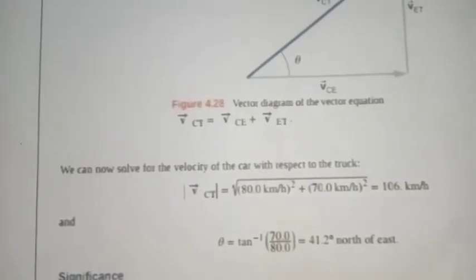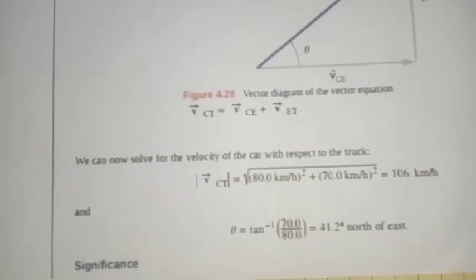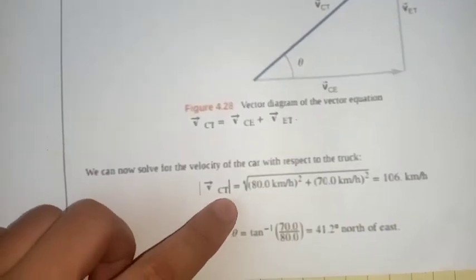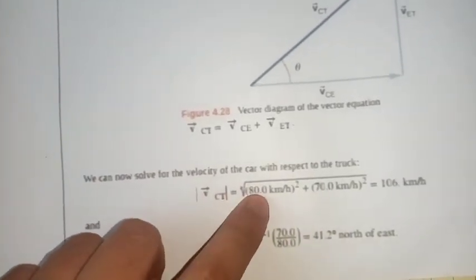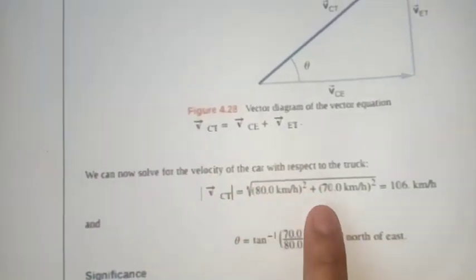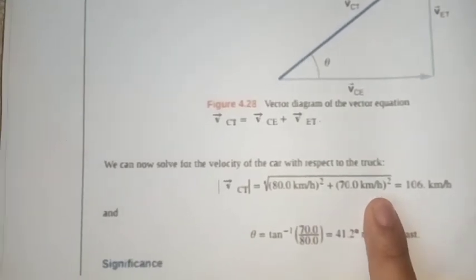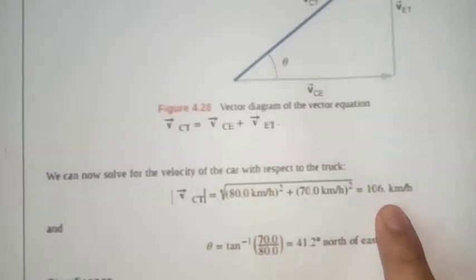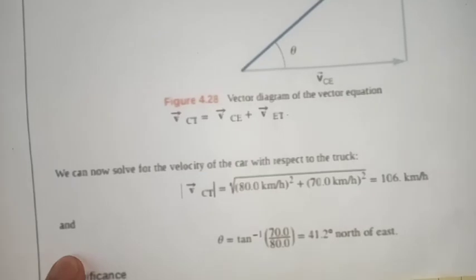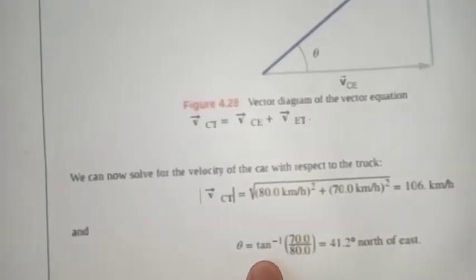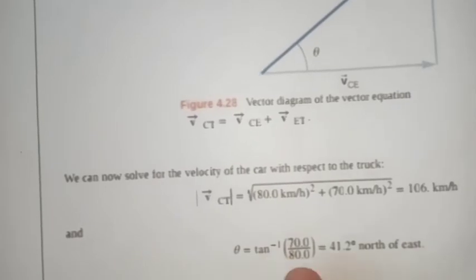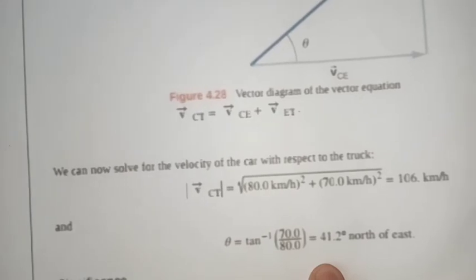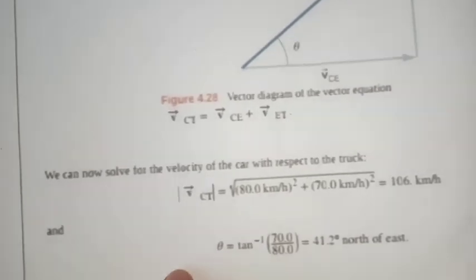From the vector diagram below, we can now solve for the velocity of the car with respect to the truck. The velocity of the car with respect to the truck is equal to the square root of (80 km per hour) squared plus (70 km per hour) squared. If we calculate, it equals 106 km per hour. And to simplify, theta equals tan to the power of negative 1 of 70 over 80, which equals 41.2 degrees north of east. This is the value that we are looking for.